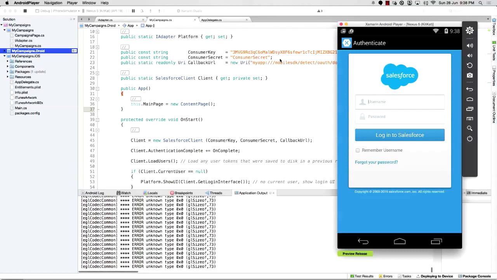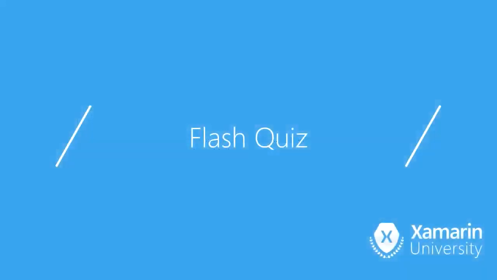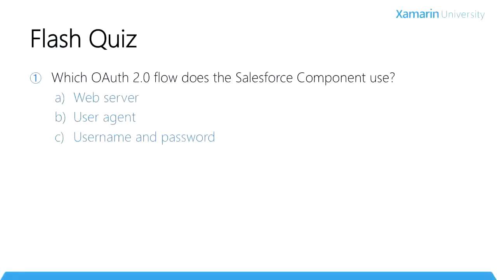So let's go back to our slides and have a look at our first flash quiz. Let us complete our first flash quiz for today. First question, which OAuth 2 flow does the Salesforce component use? Is it web server, user agent, or username and password? The correct answer is user agent. Salesforce supports many OAuth flows. However, the Salesforce component uses the user agent flow.